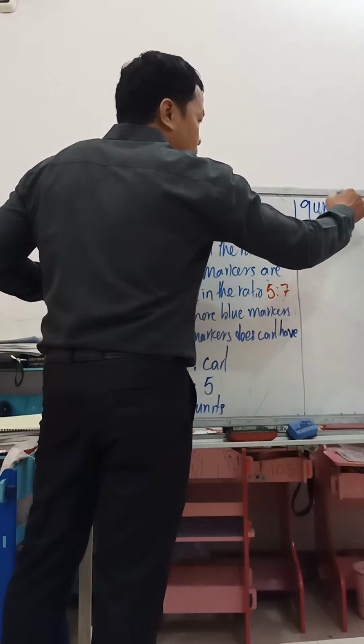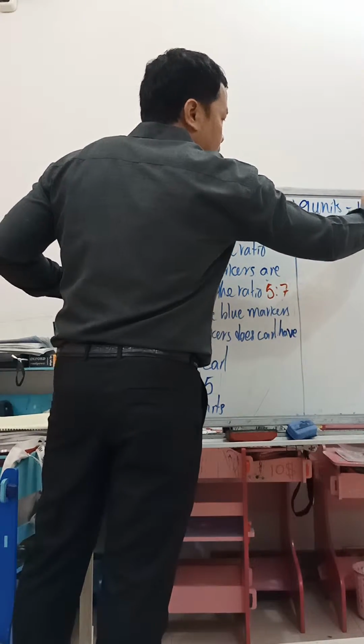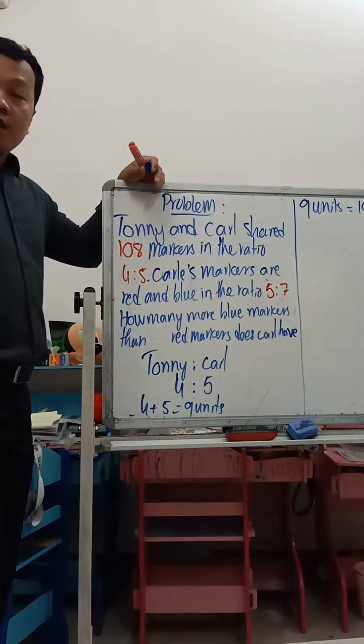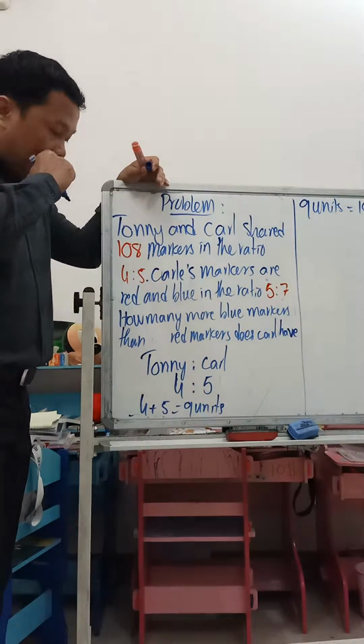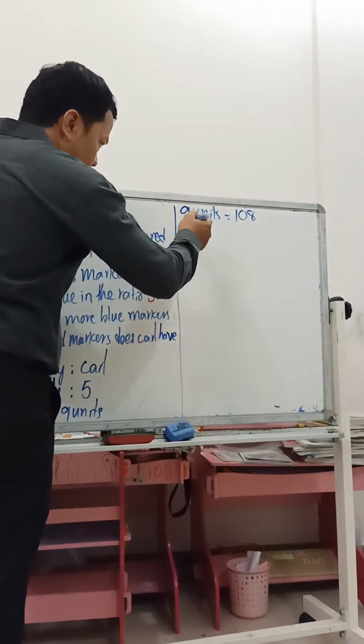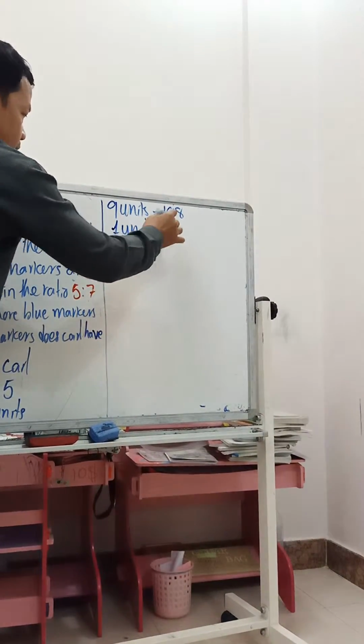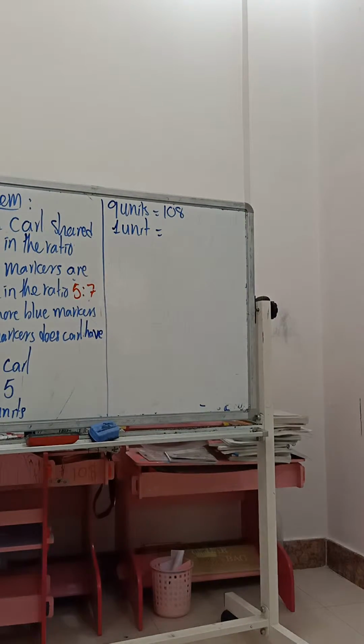9 units equal how many markers? 108 markers, right? Got it? Yes. For 9 units, 108 markers. 1 unit equals what? How do you do it? 1 unit equals 108 divided by what?